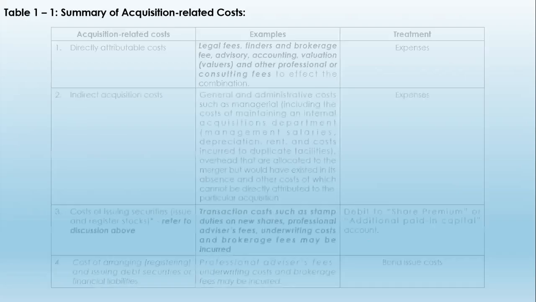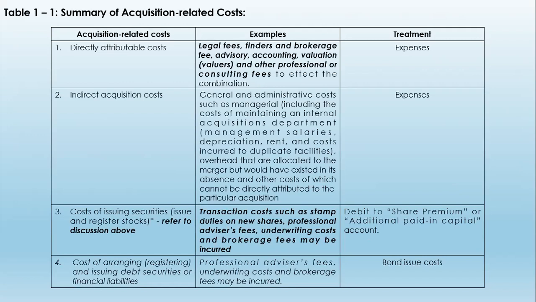Summary of acquisition-related costs. Acquisition-related costs directly attributable. So we now have the examples. Treatment: expenses. Indirect acquisition costs. So you have your general and administrative costs such as managerial costs, including the cost of maintaining an internal acquisitions department, management salaries, depreciation, rent, and costs incurred to duplicate facilities, overhead that is allocated to the merger but would have existed in its absence, and other costs which cannot be directly attributed to the particular acquisition, so these are treated as expenses.